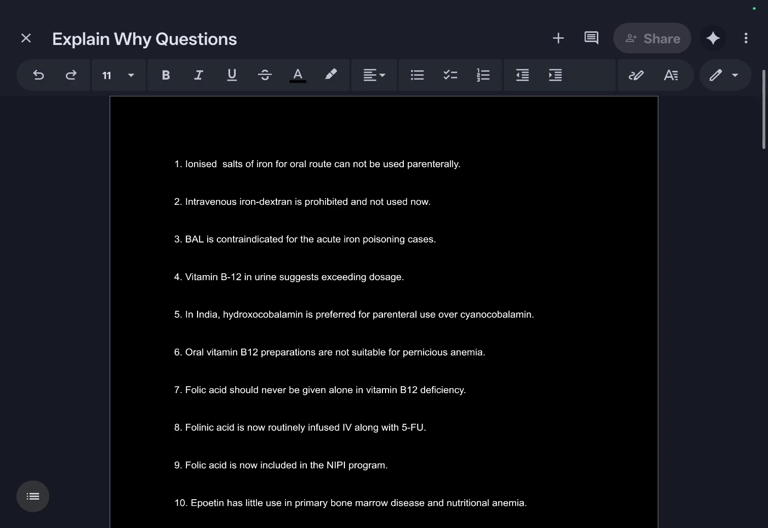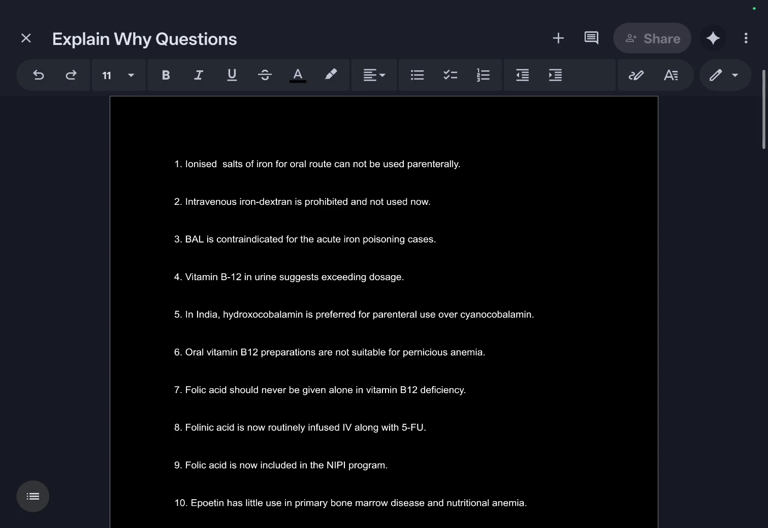Intravenous iron dextran is prohibited and not used now. So the answer is intravenous iron dextran has a very high molecular weight, which is highly antigenic, and it triggers severe anaphylaxis or shock. That's why it is prohibited. So what is used instead of iron dextran? Iron sucrose, iron sorbitol citrate, and ferric carboxymaltose are used instead of iron dextran.